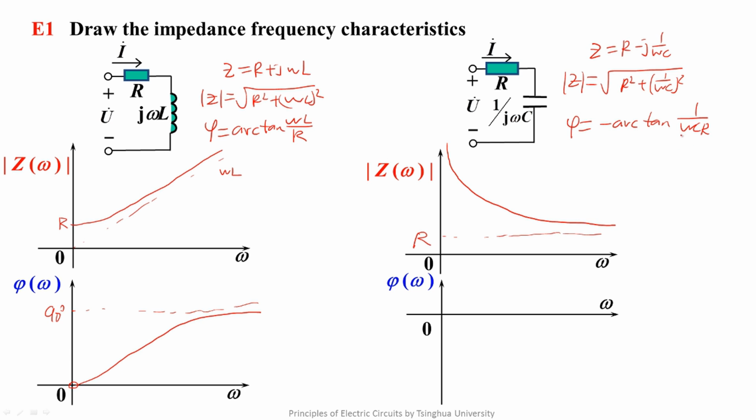For PF characteristic, the value is infinite when omega tends to be 0. The angle is 90 degrees. So therefore, it starts from minus 90 degrees. When omega tends to be infinite, the value is 0 and is 0 degree. So it tends to be 0 from the negative direction. So we finish drawing the impedance frequency characteristic of the one-port network.